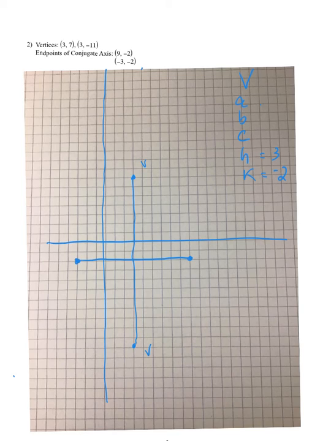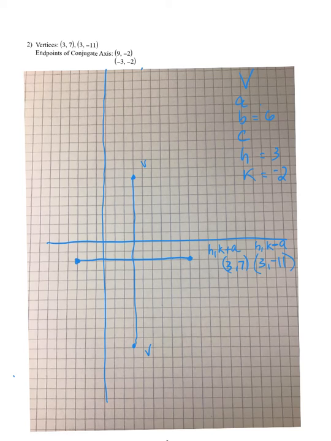Now they gave us the conjugate axis, which is the b. So we count on the conjugate axis: 1, 2, 3, 4, 5, 6. So b is 6. The whole thing is 12 across, so b is 6.